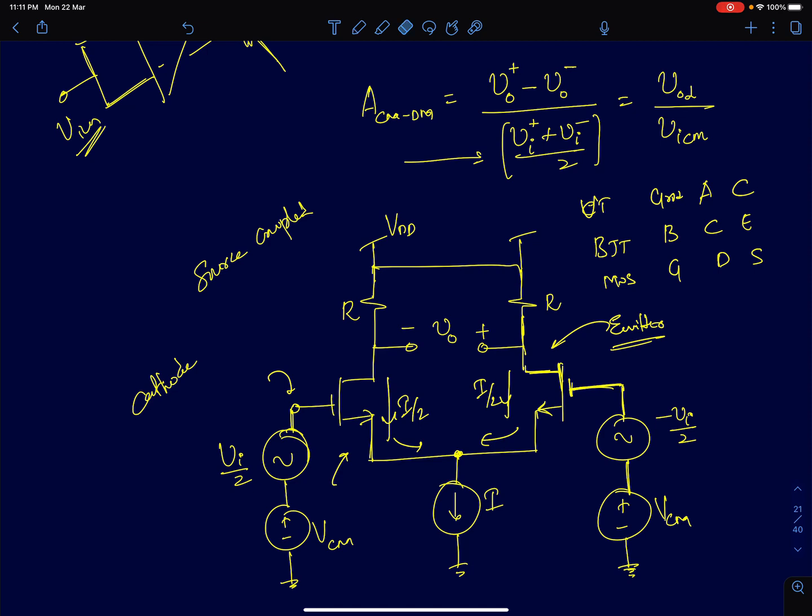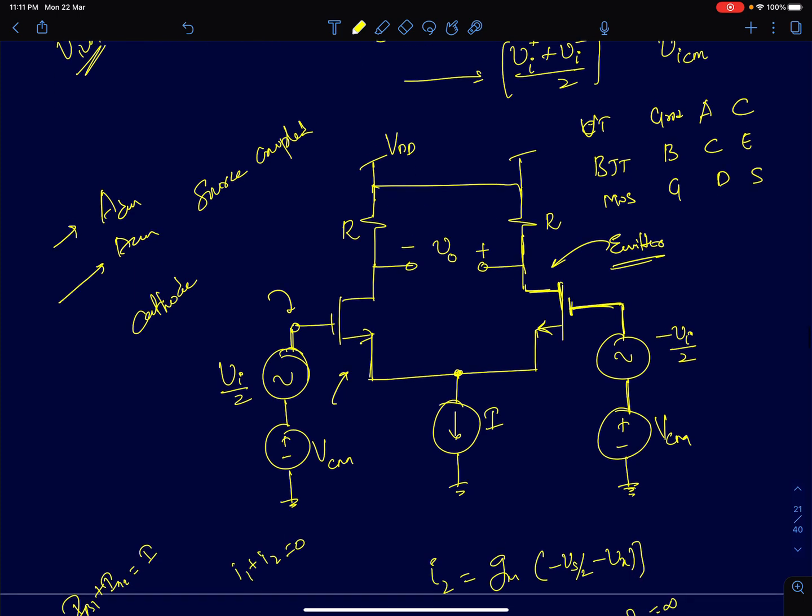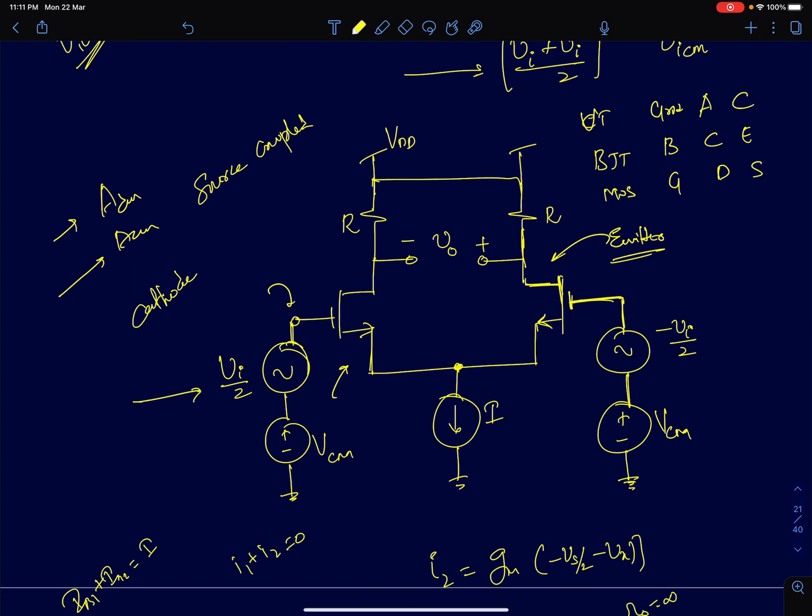Now we are going to analyze all three important parameters: ADM, the differential mode gain, ACM, the common mode gain, and ACM-DM. To first find the differential mode gain, I am applying a differential input Vi by 2 and minus Vi by 2 on both the sides, and then we will see what is the differential output voltage here.